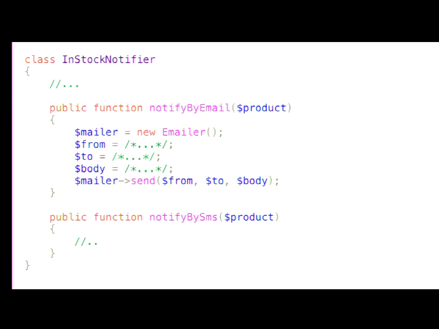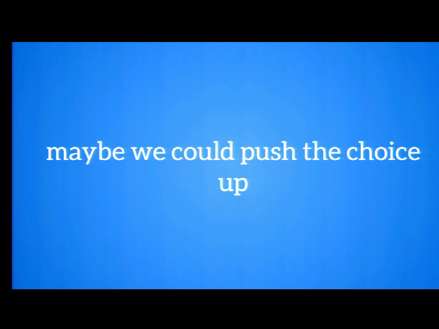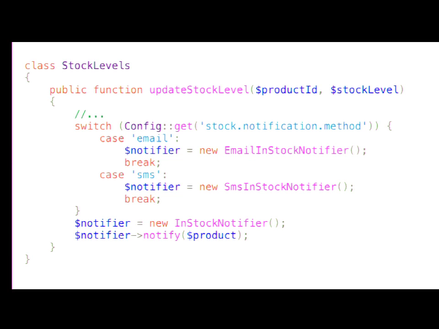If we wanted to add another one, though, we'd have to come in here, add another method, and actually add another case statement as well. So we're going to have to constantly come back in and edit this class. So maybe we could push that choice further up the object graph a bit and say, instead of doing it in the notifier, we can do that in the stock level. So in here we say, okay, if it's email, then we're going to use an email in-stock notifier. And if it's SMS, we'll use a new SMS in-stock notifier. So now we might have to create a new object to do that, but the only change we need to make to our existing code is to come in here and create a new case statement for that.